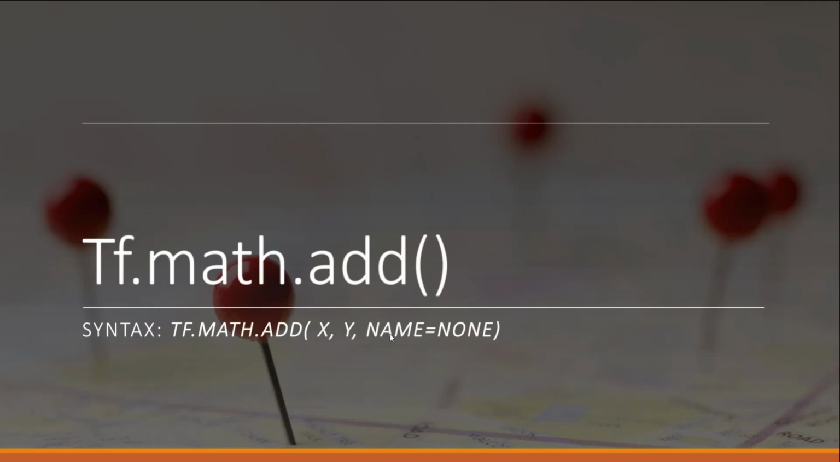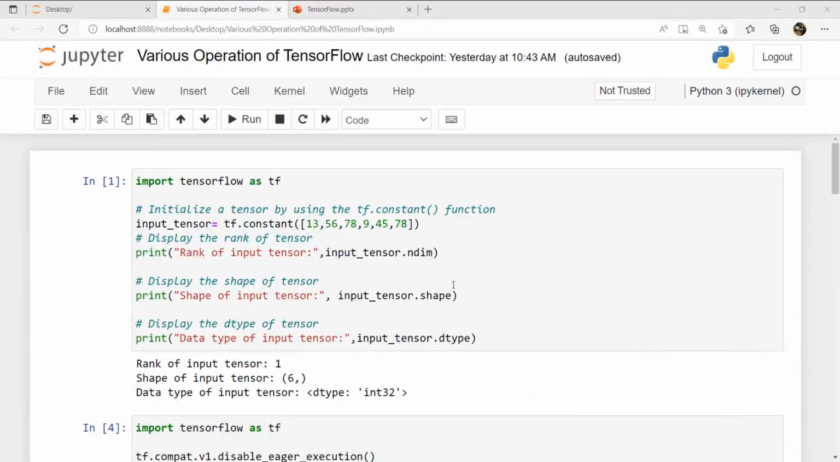The last parameter is name. By default it takes a None value and it specifies the name of the operation. Now we will look at some examples and understand this function. Before taking an example of the tf.math.add function, we are going to discuss the tensor structure. We have already discussed the shape, type and rank attributes. Now we will understand this example.